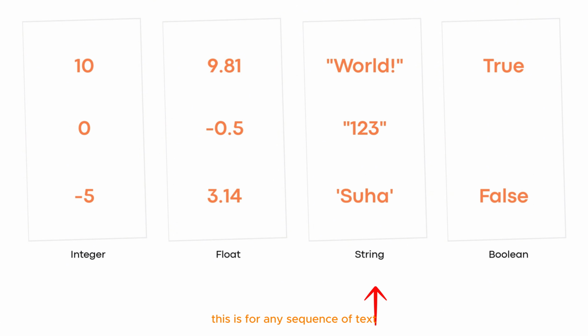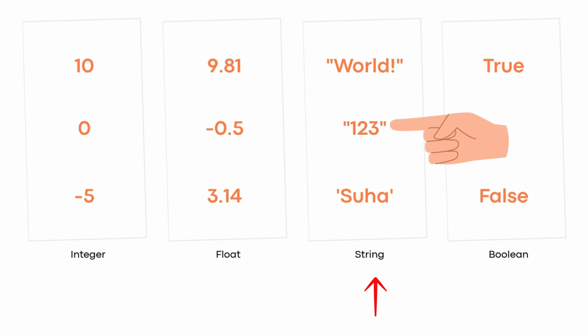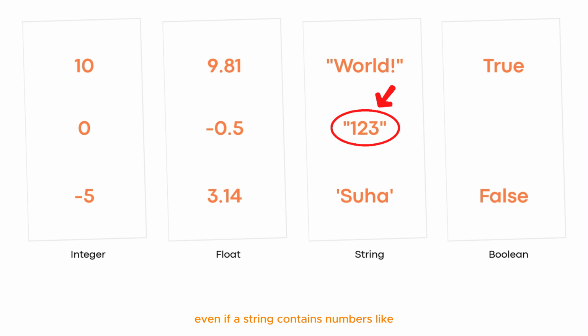String. This is for any sequence of text. To tell Python that something is a string, you must put it inside quotation marks, either single or double. For example, "Hello Sarah" or 'Hello Sarah' between single quotation. "123" between double quotation or single quotation. A very important point. Even if a string contains numbers like 123, Python treats it as text, not a number. You cannot do math with the string "123".